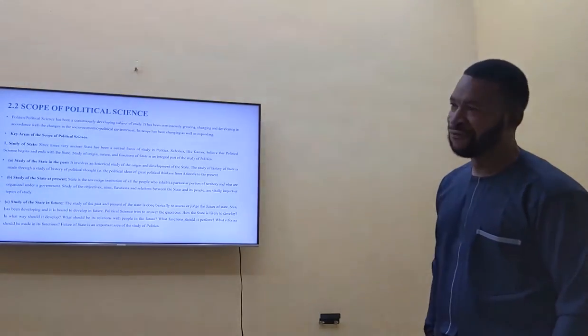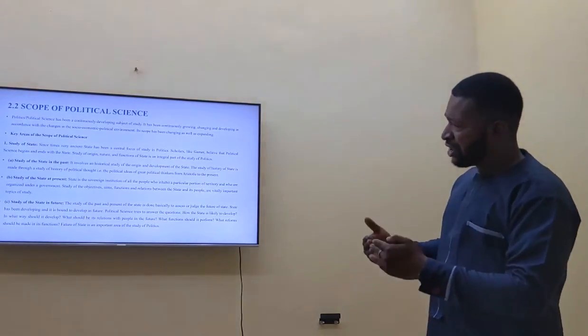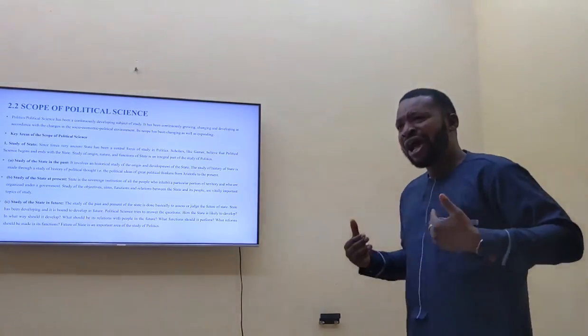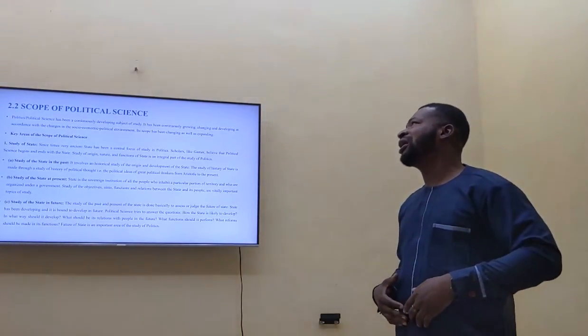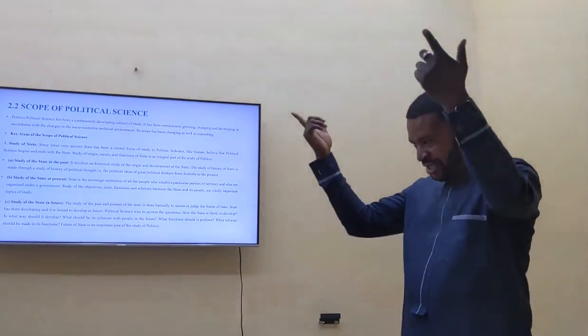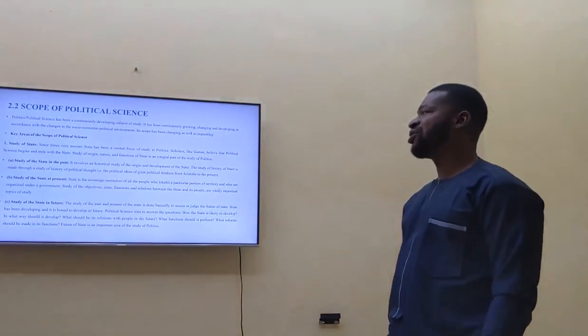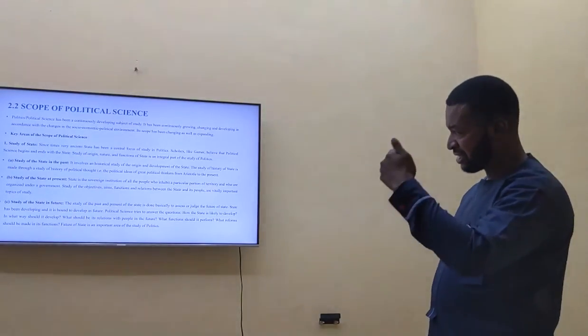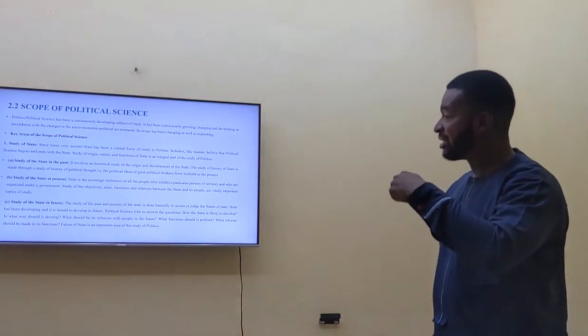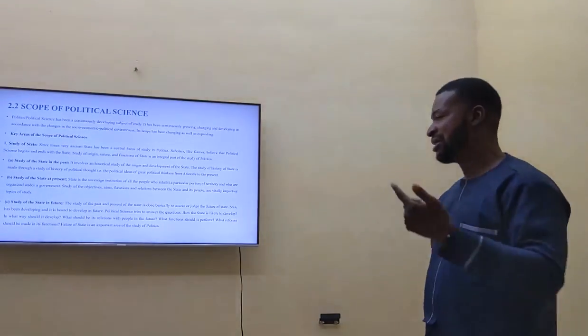Another one is the state in the future. After studying the state in the past and the present state, as political scientists, the scope involves making predictions of what is going to happen in the future. So when you talk about scope of political science, you're looking at the state itself. You're looking at what happened in the state in the previous time, what is happening in the state now, and what will happen in the state in the future.